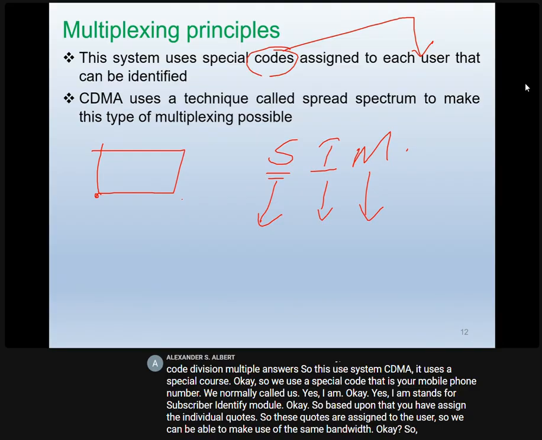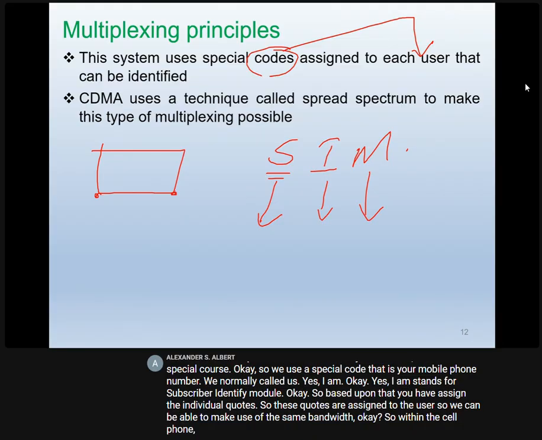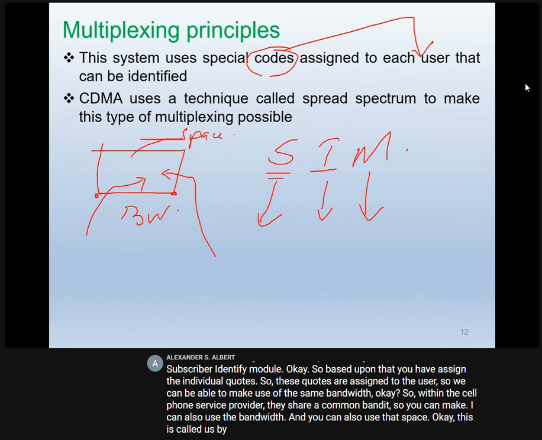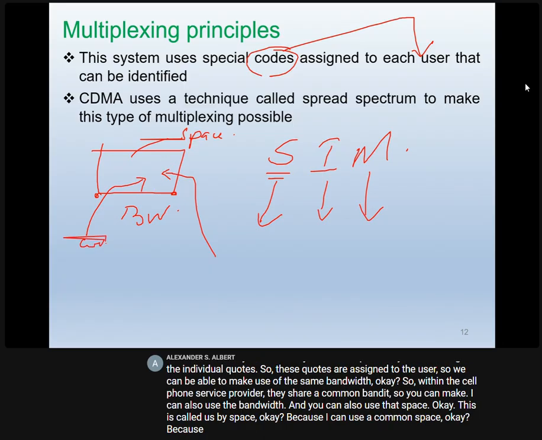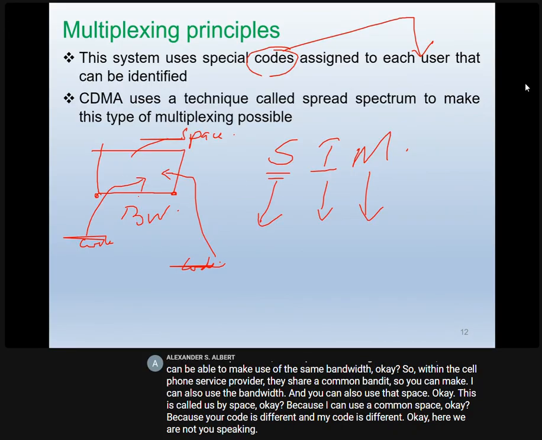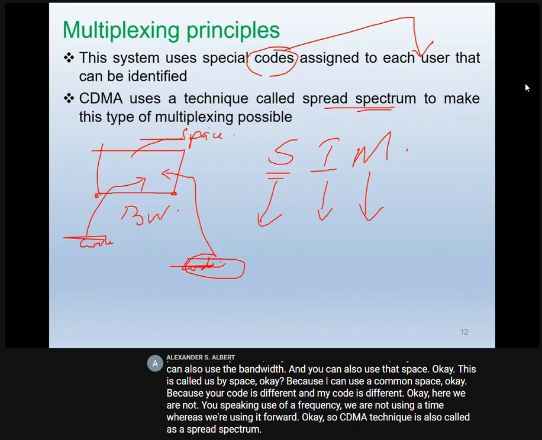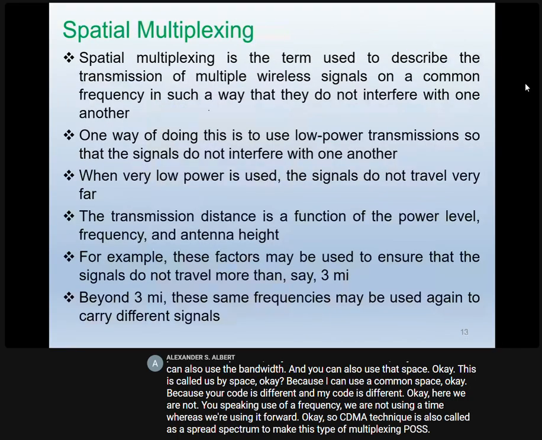Within the cell phone service provider, they share a common bandwidth. So I can use the bandwidth and you can also use that space, because I can use a common space. Your code is different and my code is different. Here we are not making use of a frequency, we are not using a time, whereas we are using a code. So the CDMA technique is also called spread spectrum, which makes this type of multiplexing possible.